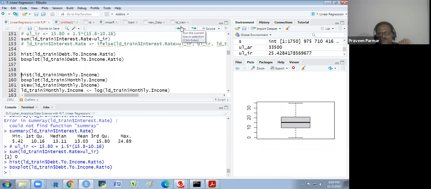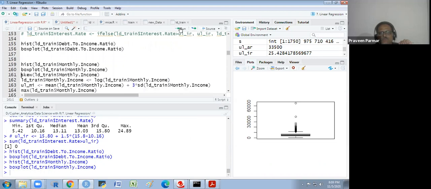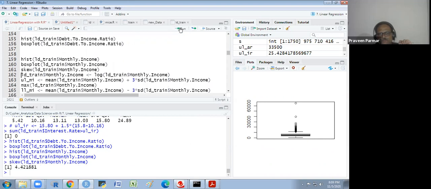And we see the monthly income. Oh, there are so many outliers. It is highly skewed, more than one. The skewness is 4.42. Look at this. Got it? Skewness you see 4.42, too high.